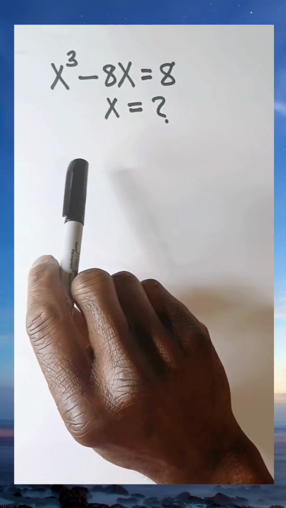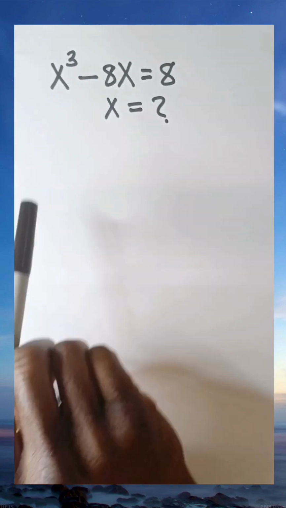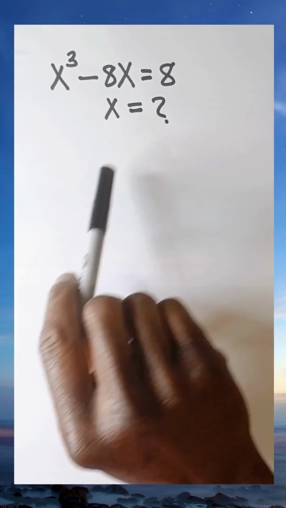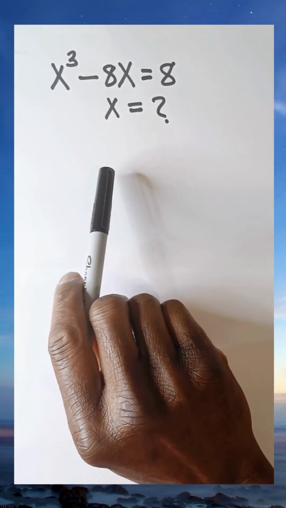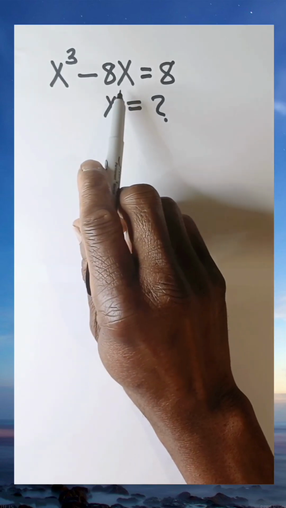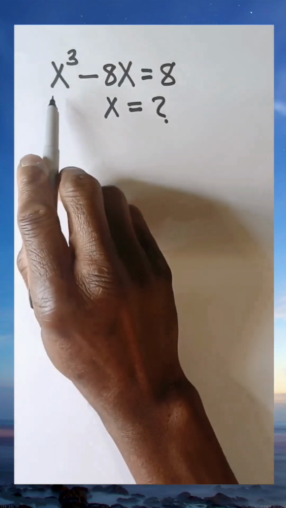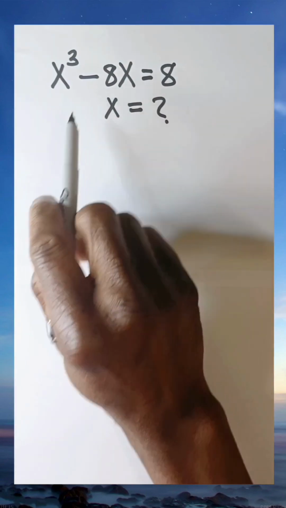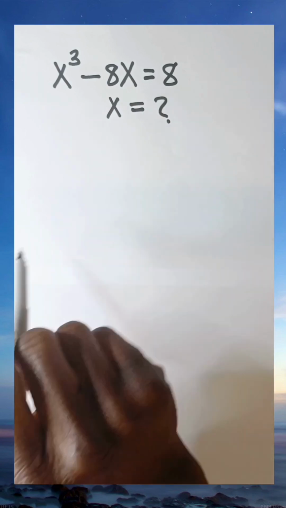Okay, now let's go ahead and answer the question. As you know, this is a cubic equation. We are going to have 3 solutions. Now, to answer this question, we will find one of the values of x by inspection. If we replace x with minus 2, the left-hand side will be equal to the right-hand side.